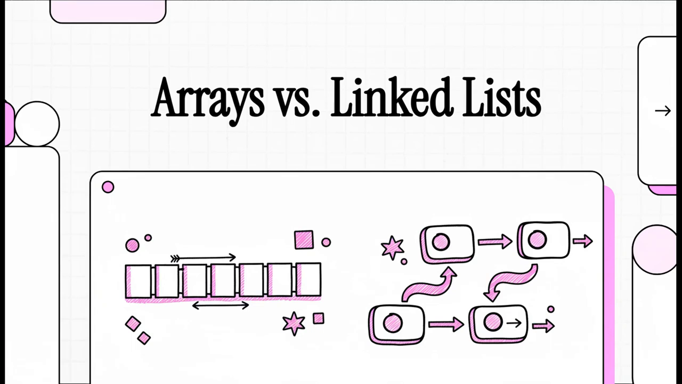So you're building an app, and you need to store a list of things. Simple enough, right? Well, not so fast. The way you choose to store that list can make or break your application's performance. It can be the difference between something that feels lightning fast and something that just grinds to a halt. Today, we're diving into one of the most fundamental choices in programming, the epic showdown between arrays and linked lists.